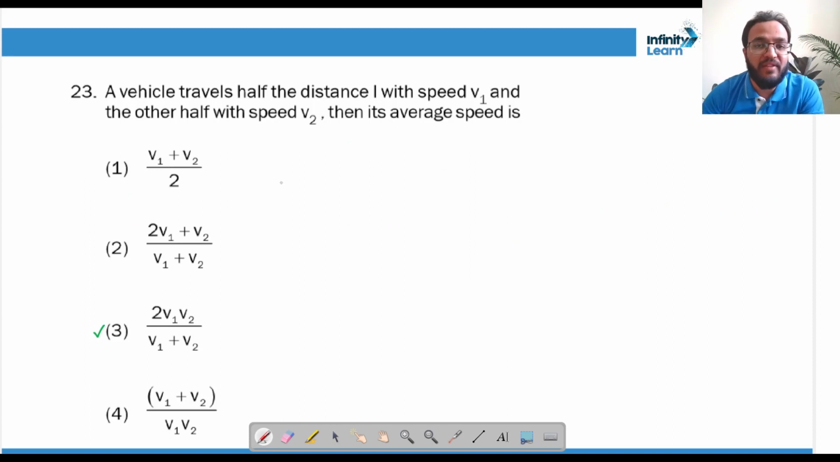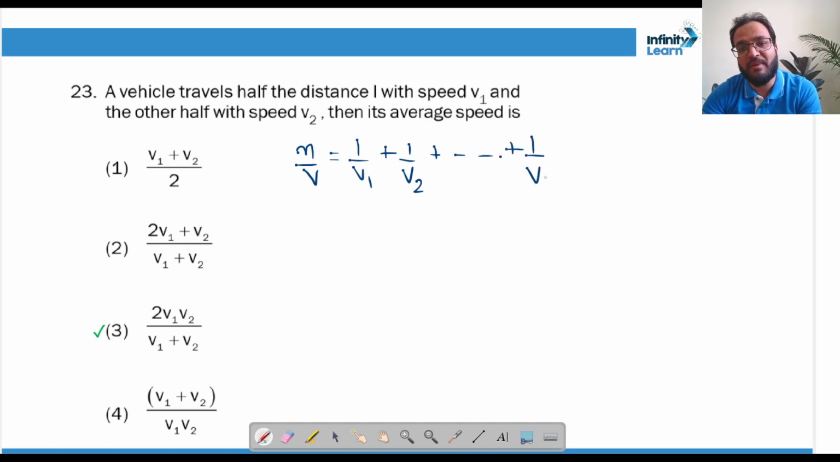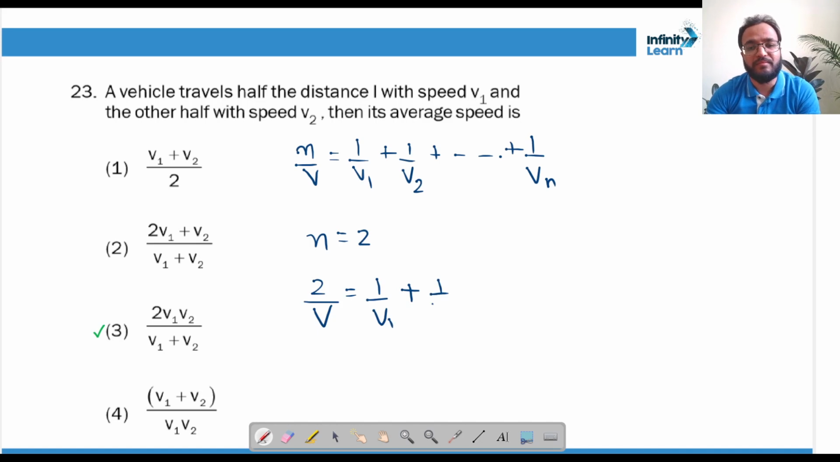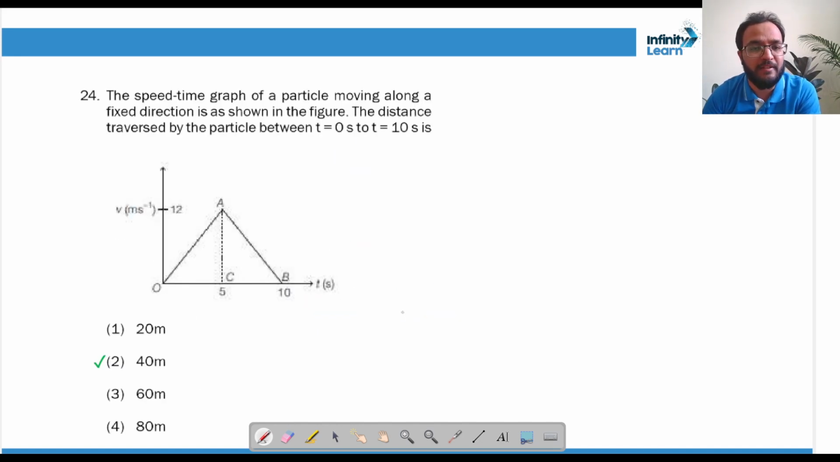A vehicle travels half the distance. Okay, whenever you divide the journey into equal distances, then you say n by v is equal to 1 by v1 plus 1 by v2 up till 1 by vn. We have studied this formula, it's very simple, no? So here n is equal to 2, so 2 by v is equal to 1 by v1 plus 1 by v2, and you get the answer, right?